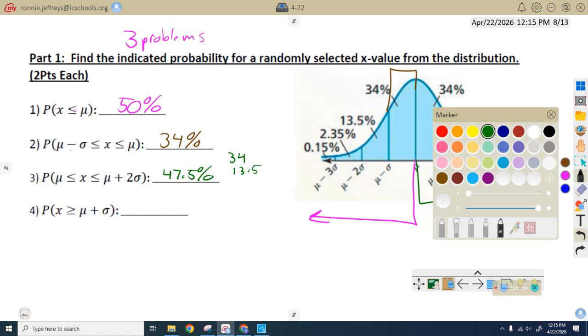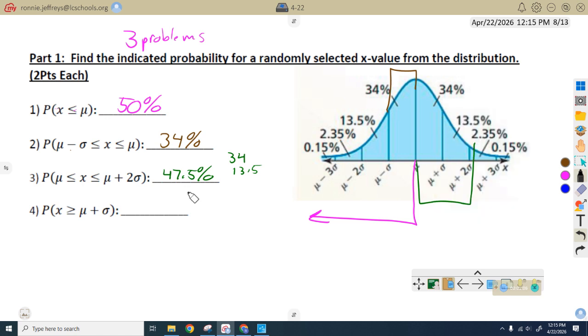And then it's greater than that, so all the way that way. I could add all these. Let's see, that would be 13.5, 2.35, 0.15. Was that 16? Okay.